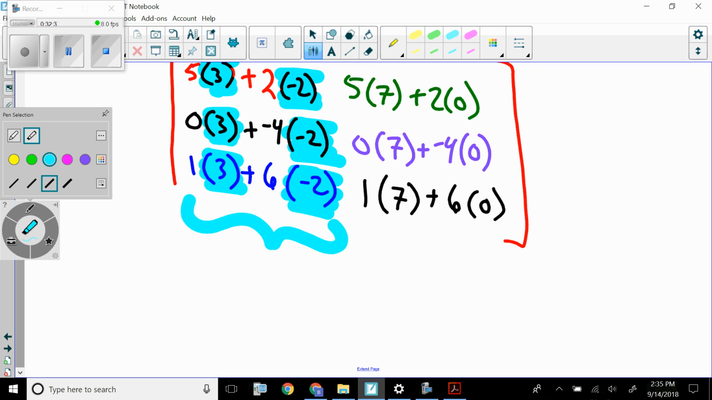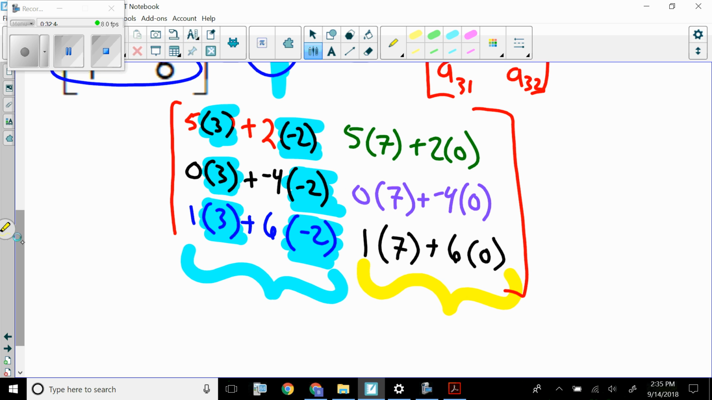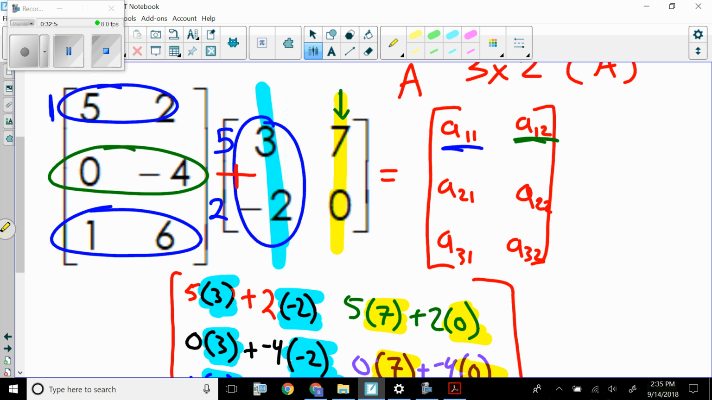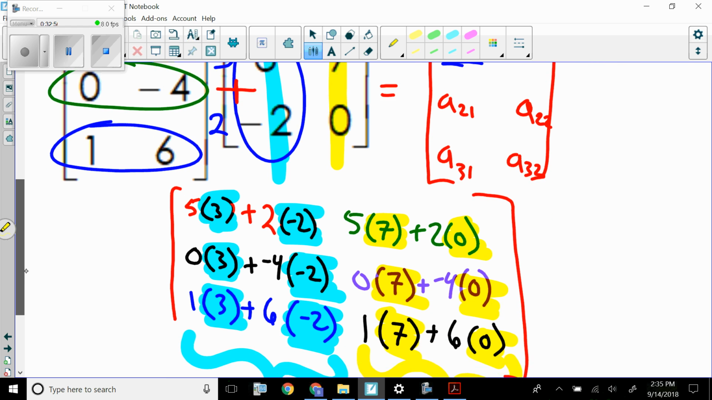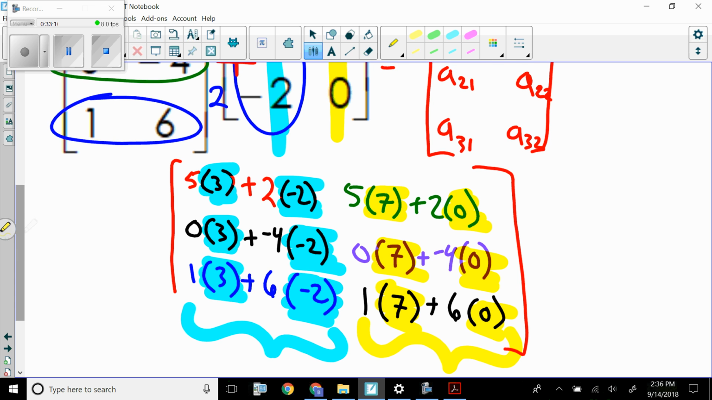Okay, let's see if we're connecting some of these dots here. This is the second column. The second column contains 7, 7, 7, 0, 0, 0. Okay, let's look up top. Our second column right here was 7, 0. Does everybody kind of, I hope you're kind of seeing how that works there. Again, if you were confused there, go back and watch it again. The same can be said about the rows.